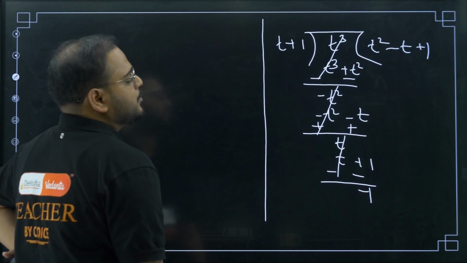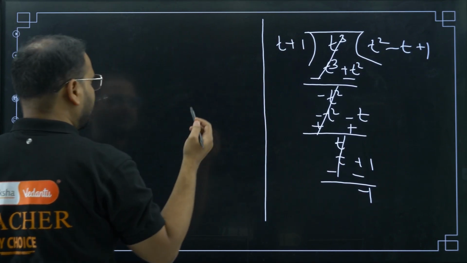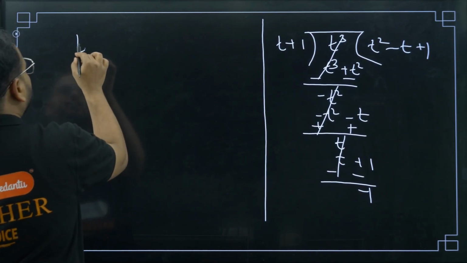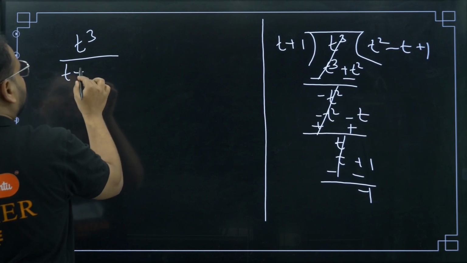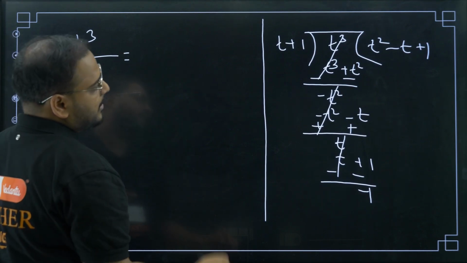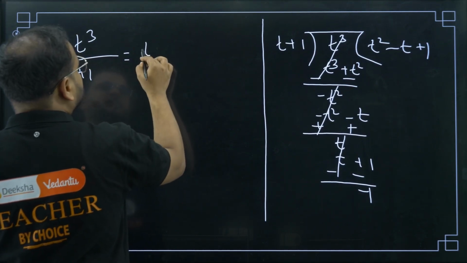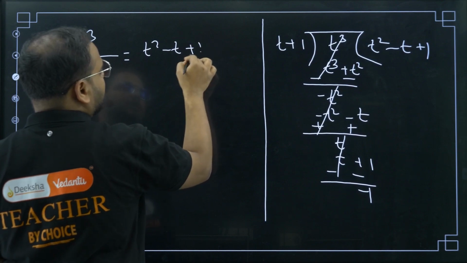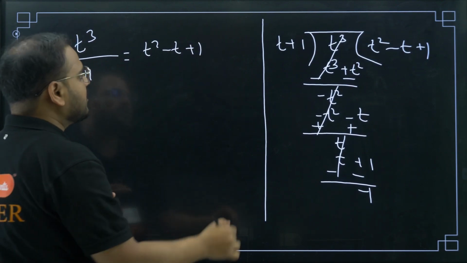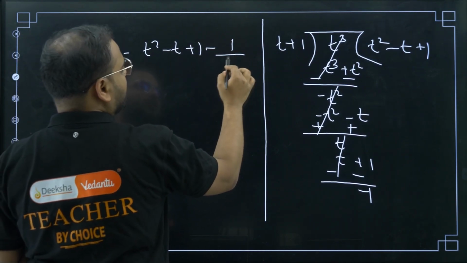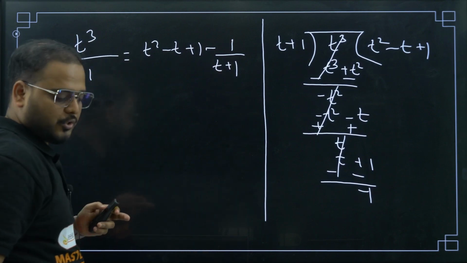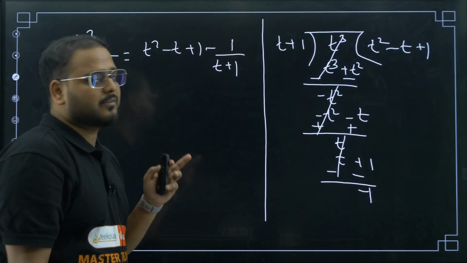The remainder is minus 1. So I can express this function, t cube upon t plus 1, as what? I can write this as t square minus t plus 1. This is my quotient, and minus 1 upon t plus 1. Yes or no? Please have a look.